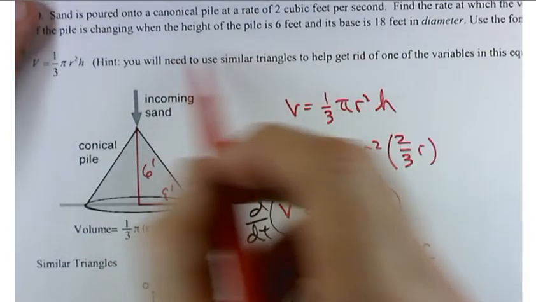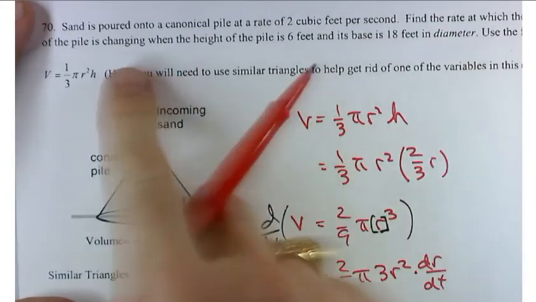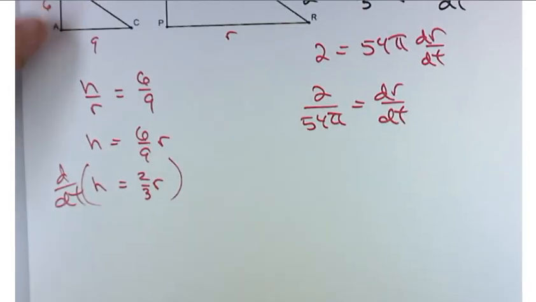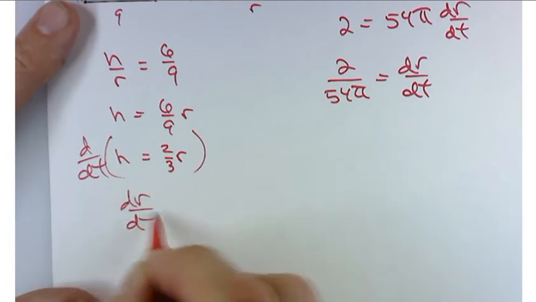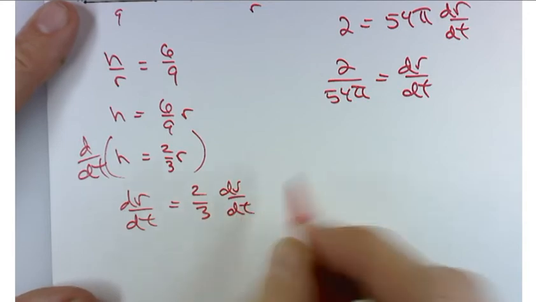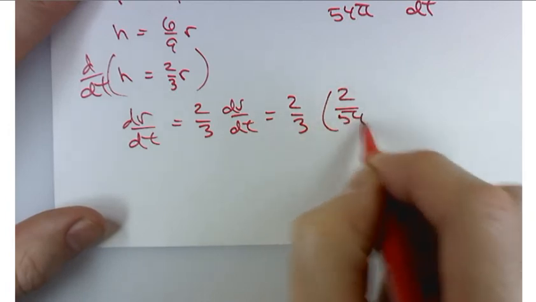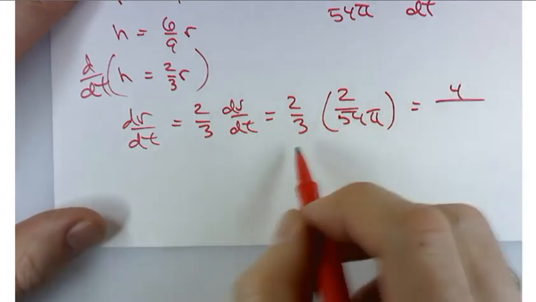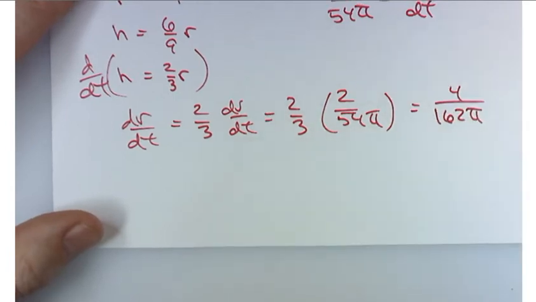But to finish this one up, dh by dt is just 2/3 of dr by dt. So if I take my answer here and multiply it by 2/3, 54 pi, I'll end up with 4 over 162 pi. And the units would be in feet per second. So it's not increasing very much at that point. But it makes sense. You need a lot of sand to increase the height when the pile is that big.